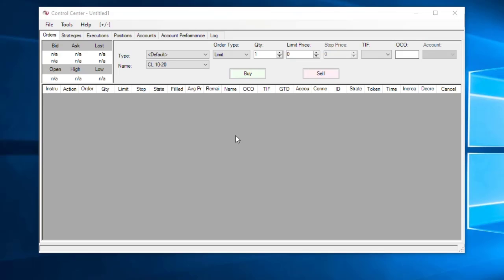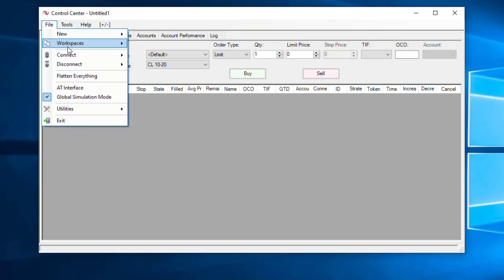Step number 2. Start NinjaTrader 7 and connect to a futures data feed, obtained from NinjaTrader.com.